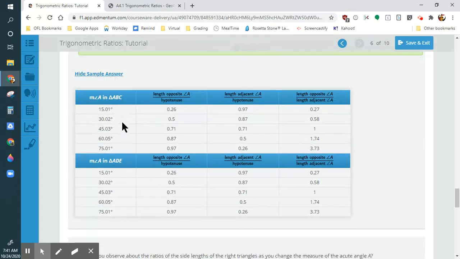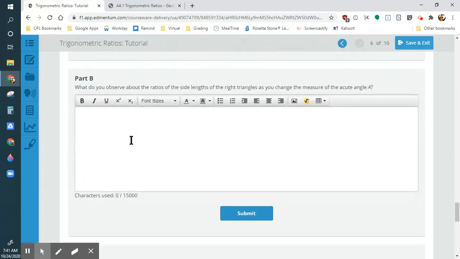And you can see here, if you got really close to it, as soon as we got bigger than 45 degrees, we started getting a whole number. So your tangent gets bigger the bigger your angle gets. What do you observe from changing the measurements? Okay. Tangent becomes, I'm so sorry guys, it becomes bigger as the angle becomes bigger.